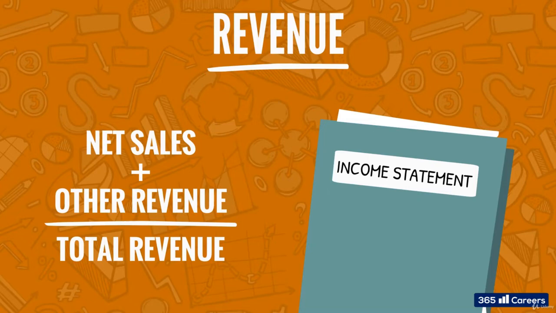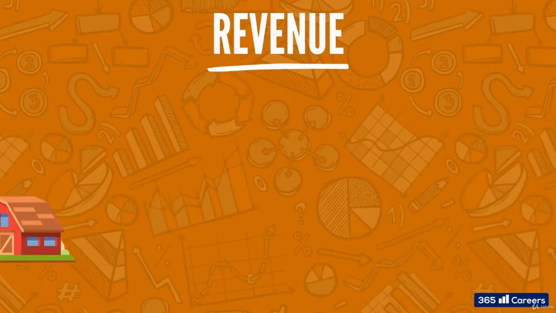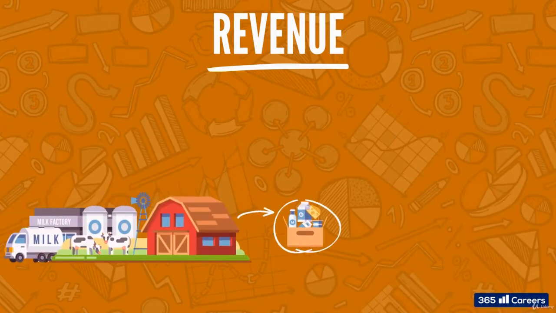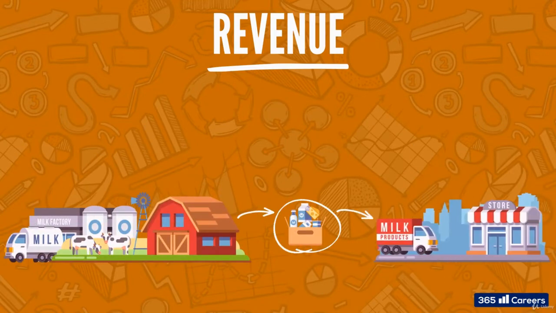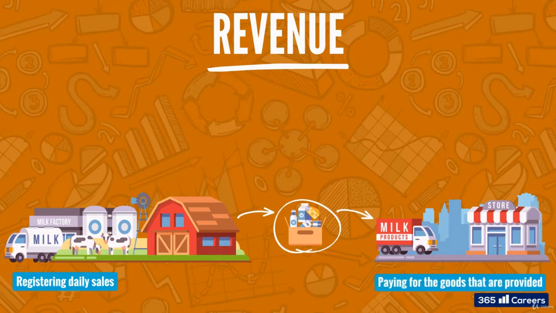Let's provide a practical example. Think of a dairy company. It produces milk and cheese and then sells it to chains of supermarkets. When the company sells milk and cheese on a daily basis, it registers sales, right? Its clients, the supermarket chains, have to pay for the goods that they have received. This is the firm's core business, and the amount of sales that the firm makes will be registered as net sales.